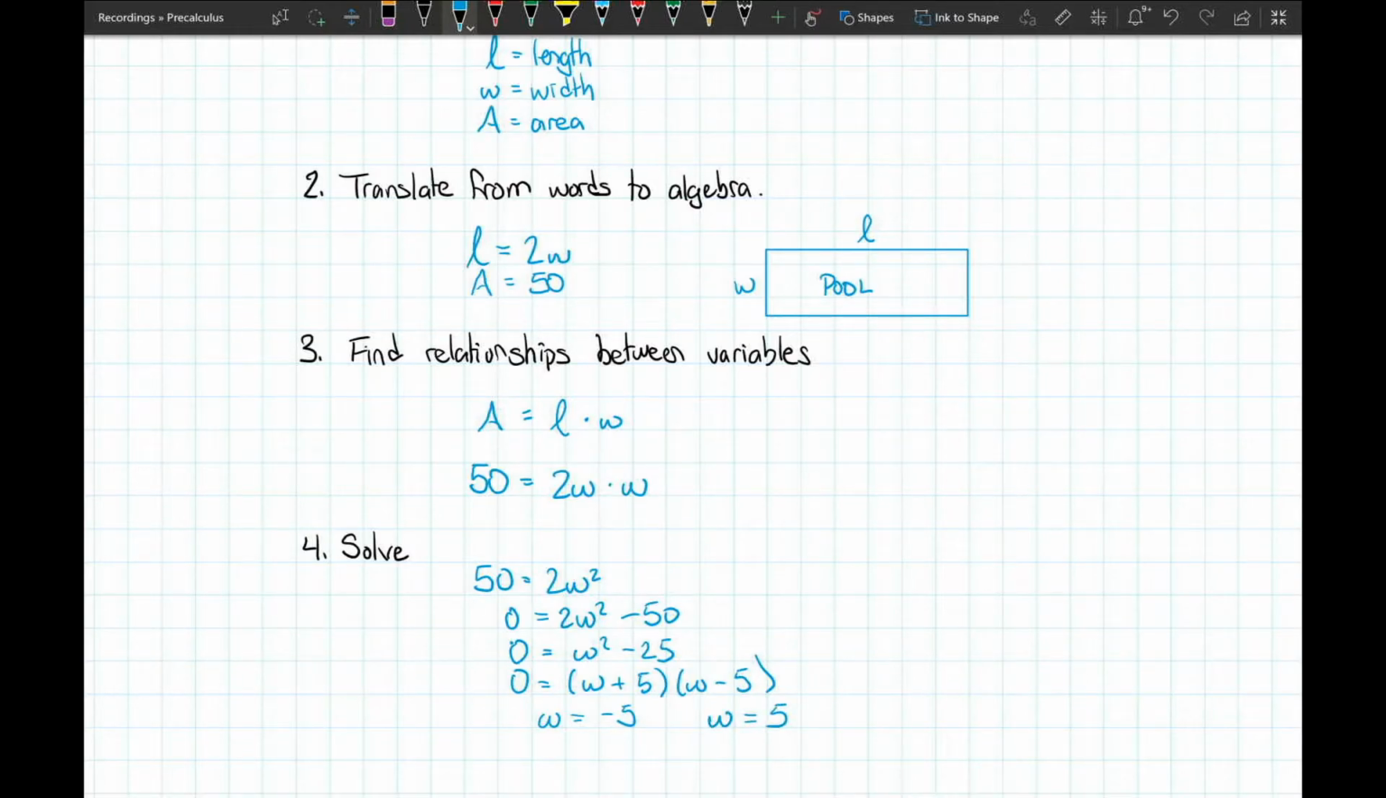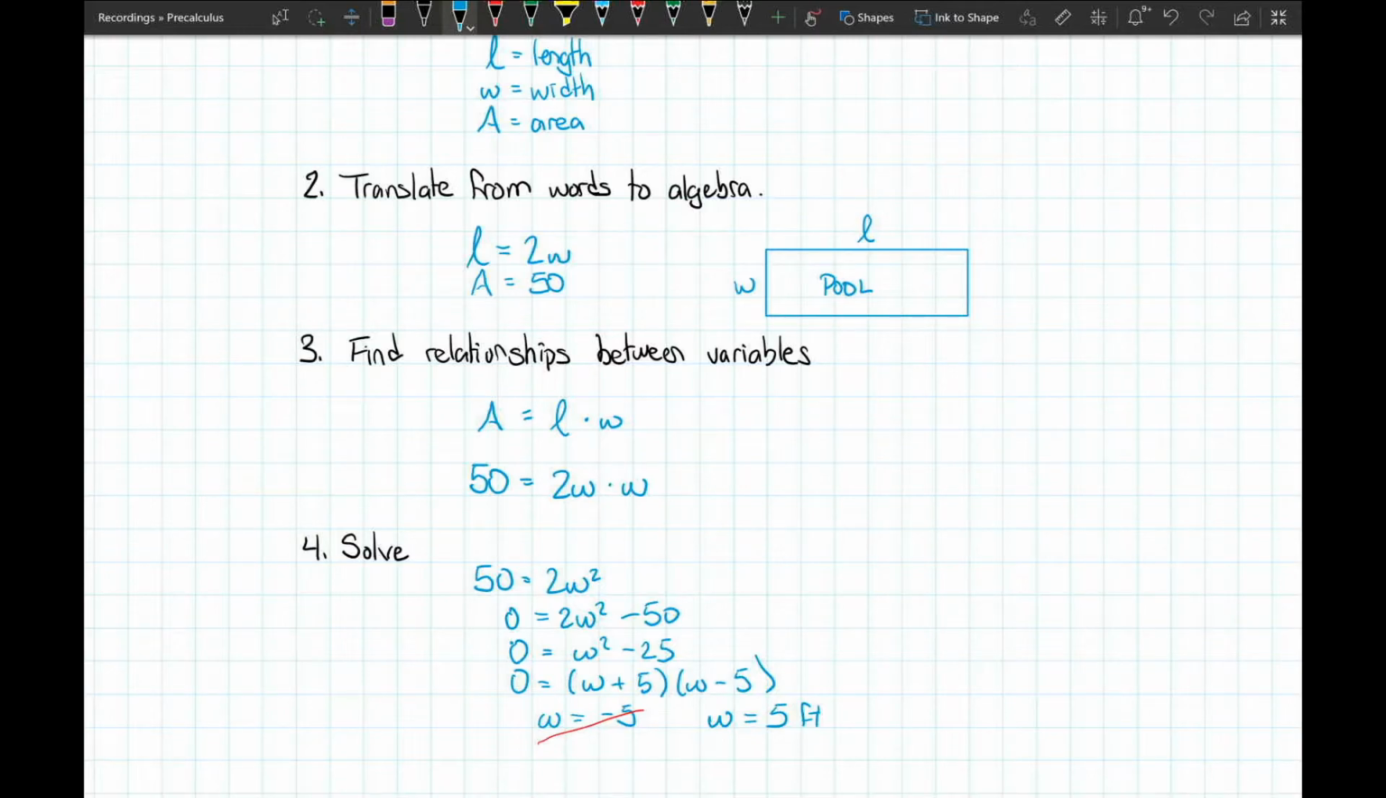And remembering, w means width, so this is going to end up being real measurements, and we can't have a width of negative 5. And going back to the problem, area was in square feet, so this would then also be measured in feet. So our width is 5 feet, and that means we only have one solution. But are we actually done?